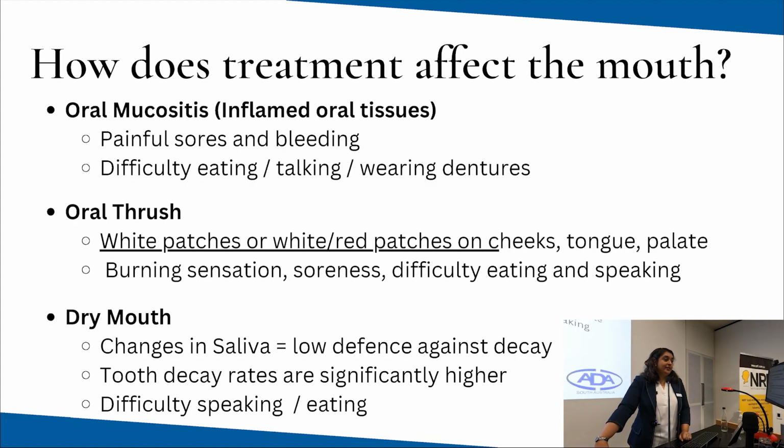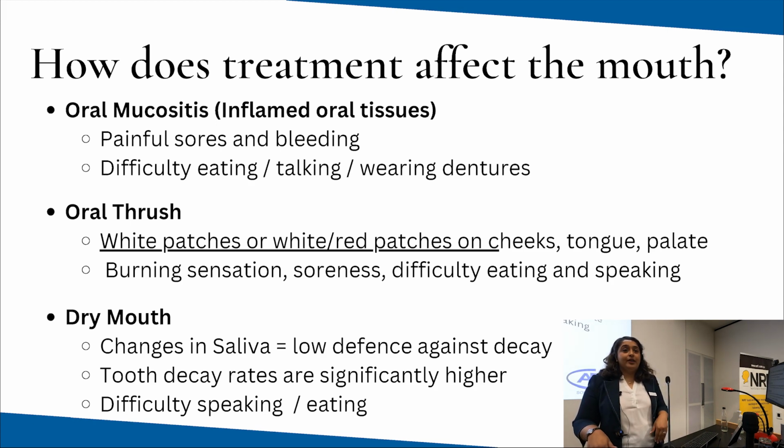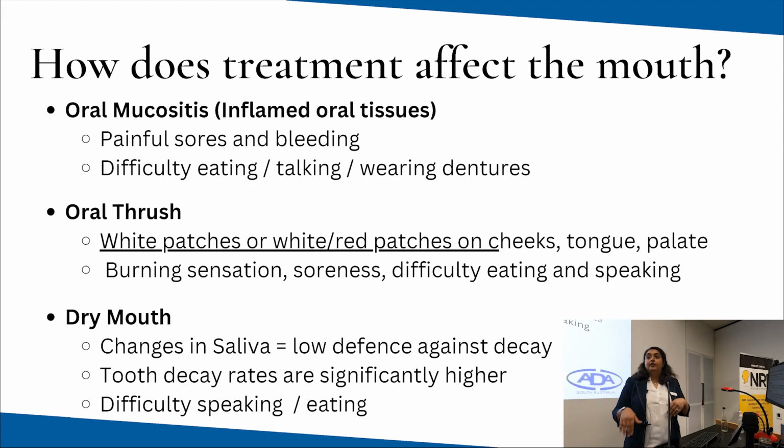So oral mucositis is what we saw in the previous slide. It's characterised by painful sores and bleeding in the mouth, and it usually affects the soft tissues of the cheek, the tongue, and sometimes the inner lip. It can lead to difficulty eating, talking, and if you wear dentures, the denture-bearing surfaces tend to become inflamed and it can be very uncomfortable to wear them in day-to-day life.